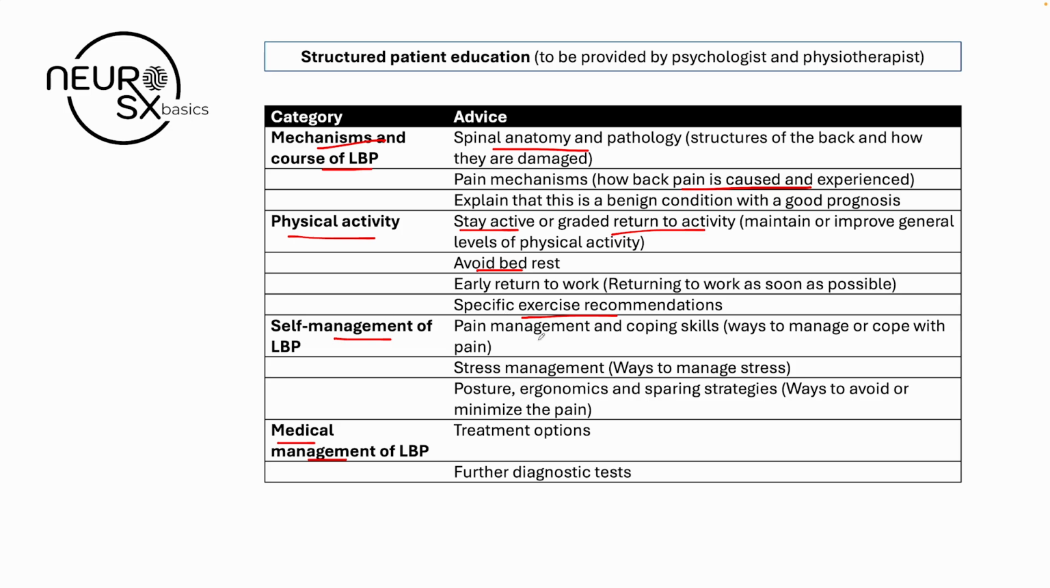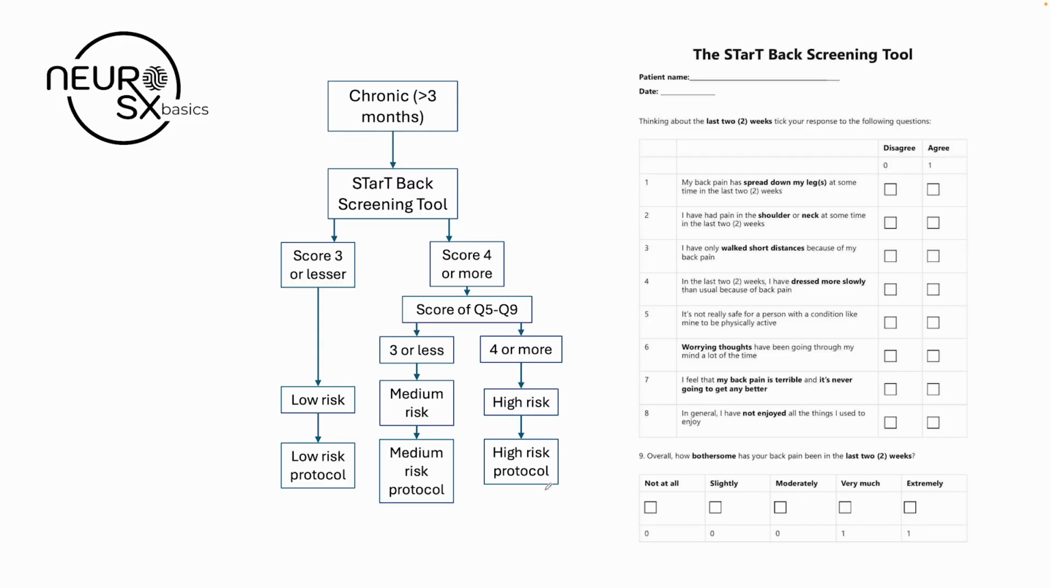That is where we can discuss with them pain management and coping skills. How can they cope with their pain? How can they manage stress? And how can they avoid or minimize the pain? Fourth would be discussing further diagnostic tests and treatment options. Remember, in acute non-specific low back pain, we have not done imaging. So in one of these education sessions, we can discuss with them what further diagnostic tests can be done and what the other treatment options are.